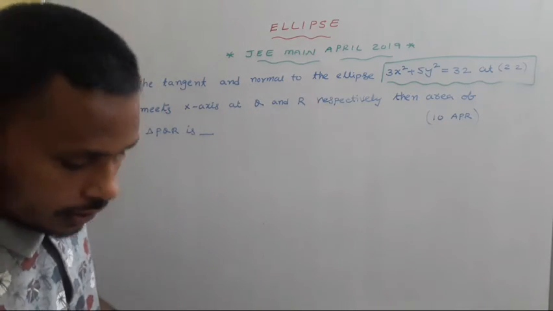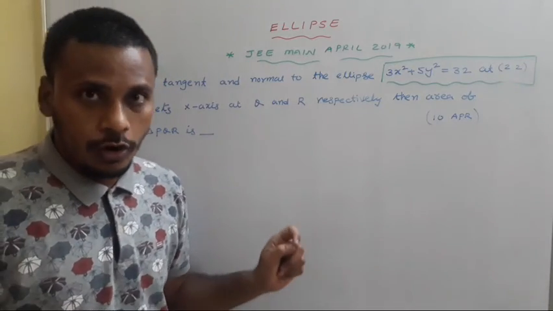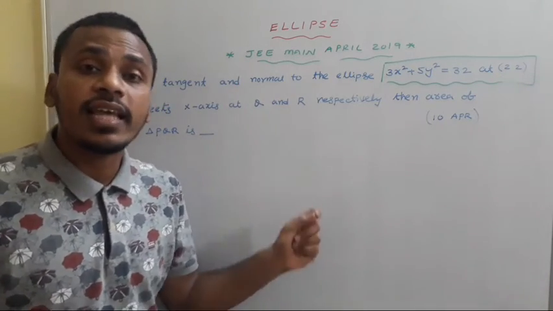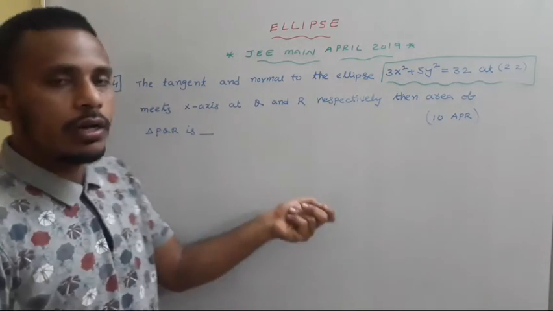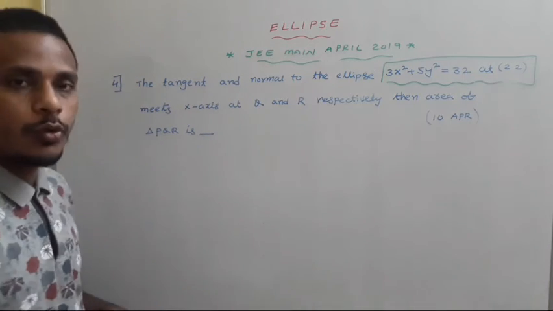So for that what do we need? We need to find the equation of tangent, the equation of normal, and if they intersect the x-axis at two points Q and R, after that we need to measure the area of the triangle PQR.